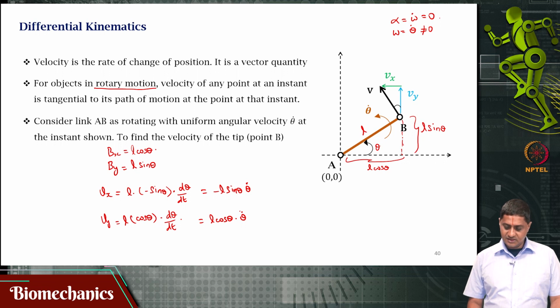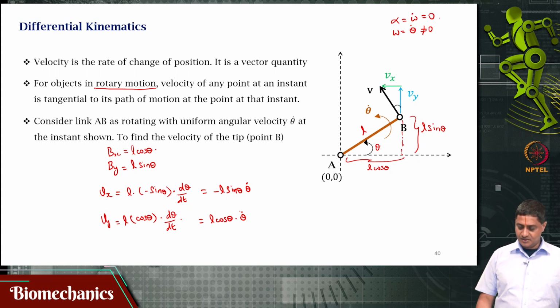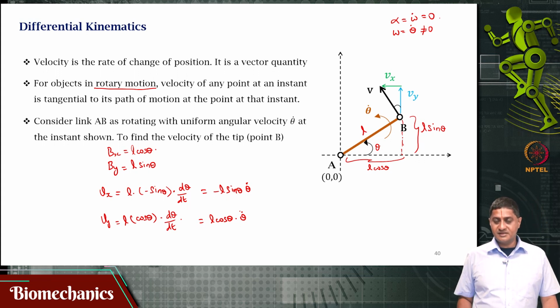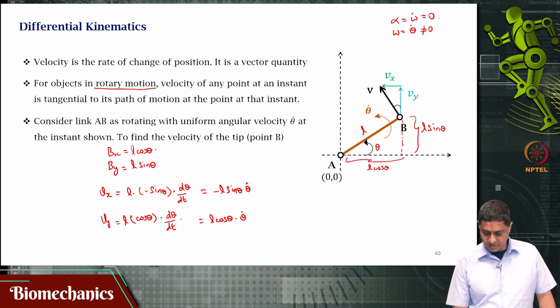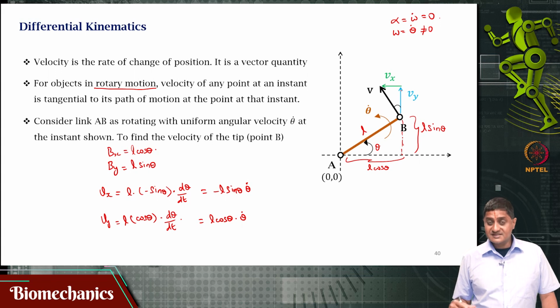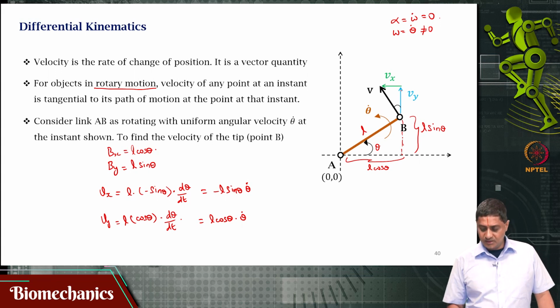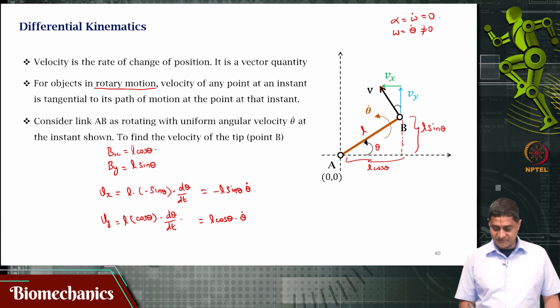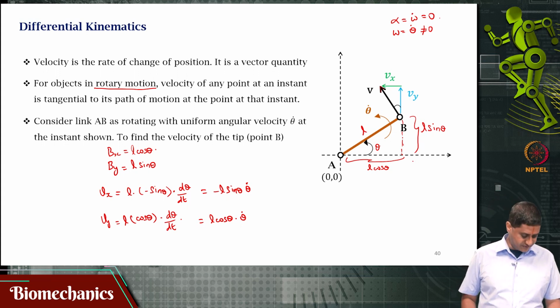Now, we know that theta dot is moving perpendicular or tangential to the link itself, right. So, that is the direction in which this will be. The magnitude of this velocity will be L times theta dot. There are two components obviously, there is a Vx component and there is a Vy component. The resultant of these two velocities, that is V, will be along a direction that is perpendicular to the link itself, right.